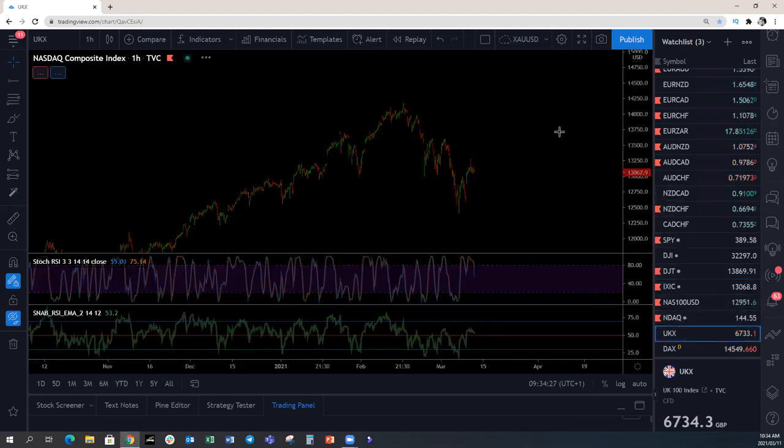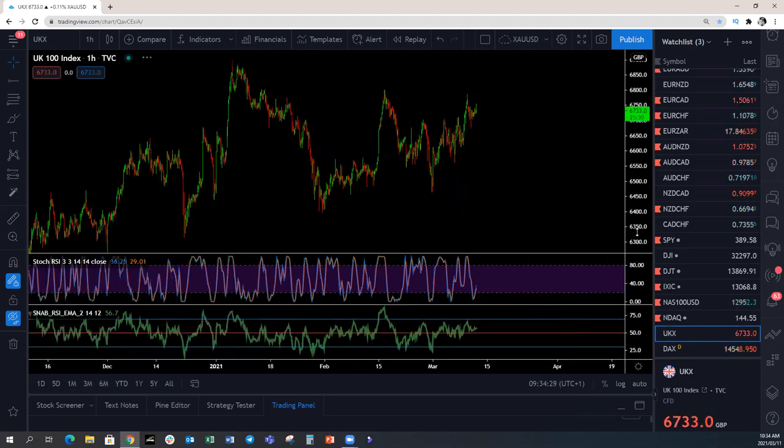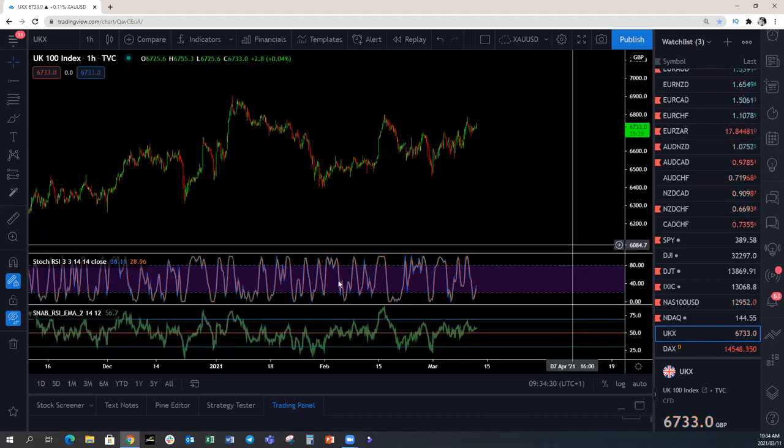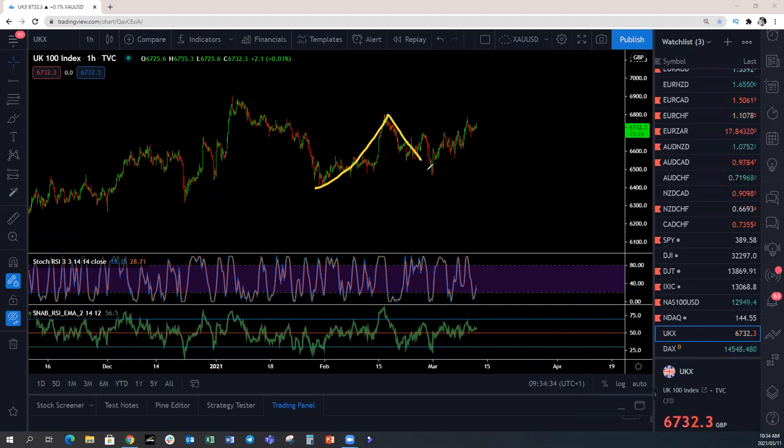UK 100. The structure that is playing out on the 4 hour is this one. 3 waves up, 3 waves back. We're expecting this one to go up like that. Push a little bit higher to complete this structure.